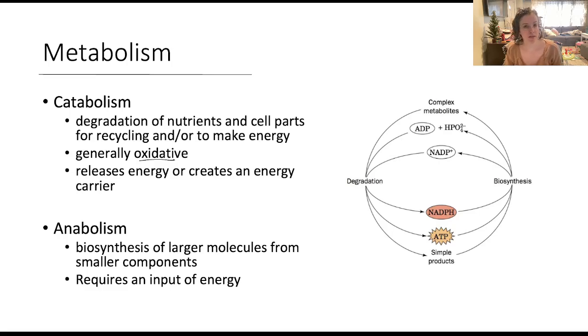We will also, towards the end of this semester, touch on anabolism, so the biosynthesis of larger molecules from smaller components, and this requires an input of energy.